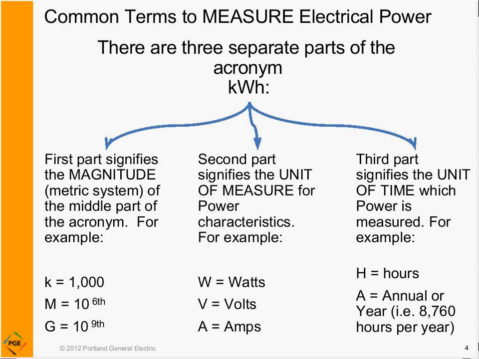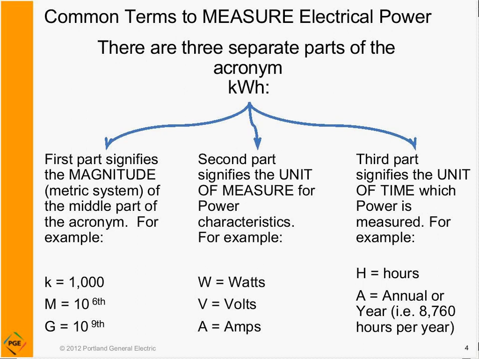So the first part of the acronym is simply how many zeros are we going to put behind this measurement. So instead of 1,000,000 watts, we can say 1 MW, 1 megawatt. And those would be equivalents. On your bills, they're going to be kW. If you read the newspaper about power plants, they would be described in MWs. The middle part is the watt, on your bill, kW.